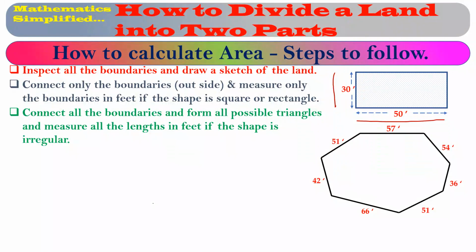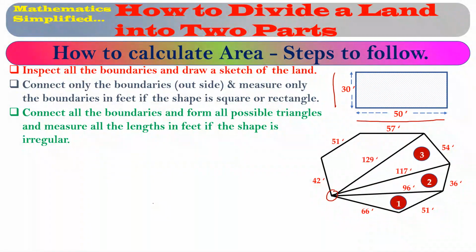Next, if it is an irregular shape, we need to connect all the boundaries from one place. We can take this place, and from here we can connect all the boundaries, and we need to measure each boundary like this. So this is the starting point. From this place we connect all other boundaries and form all possible triangles. This is the first triangle we are forming, so immediately we need to measure this also. Like this we need to measure all possible triangles from one place. Here we formed 5 possible triangles.